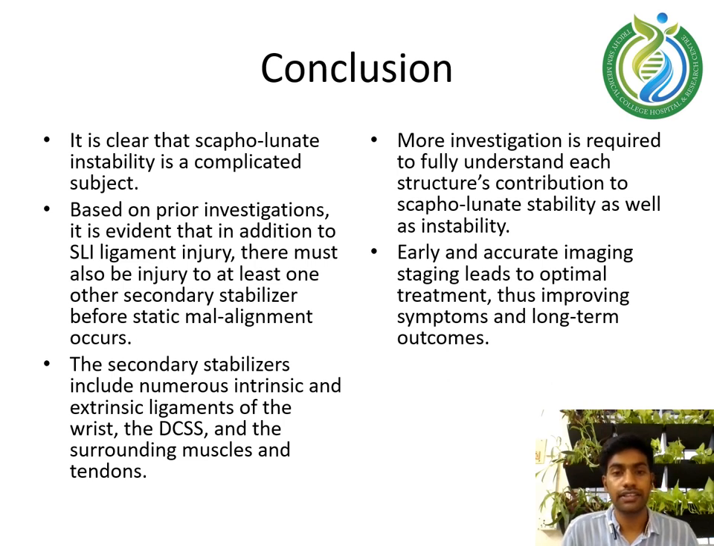Conclusion: it is clear that scapholunate instability is a complicated subject. Based on prior investigation, it is evident that in addition to SLI ligament injury, there must also be injury to at least one secondary stabilizer before static malalignment occurs. The secondary stabilizers include numerous intrinsic and extrinsic ligaments of the wrist, the DCSS and the surrounding muscles and tendons. More investigation is required to fully understand the structural contribution to scapholunate instability. Early and accurate imaging staging leads to optimal treatment, thus improving the symptoms and long-term outcomes.